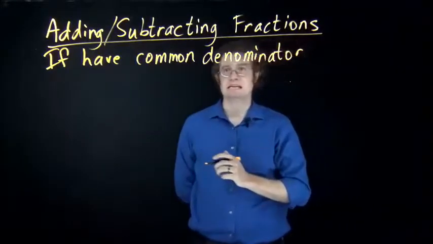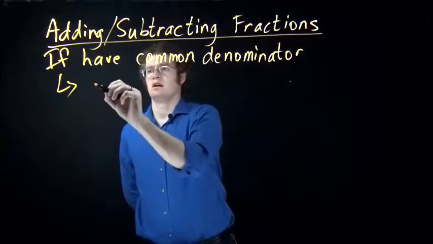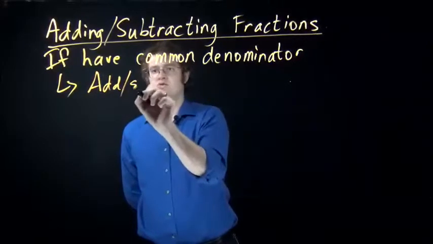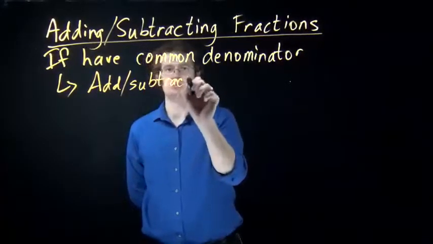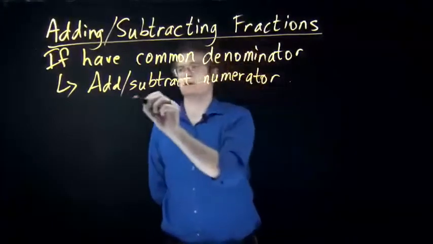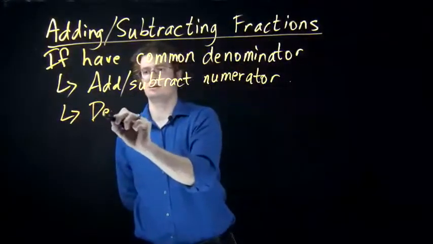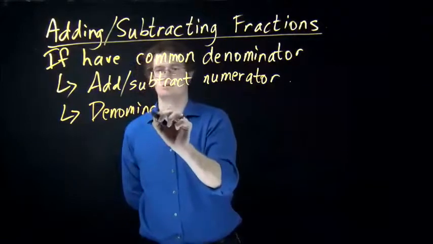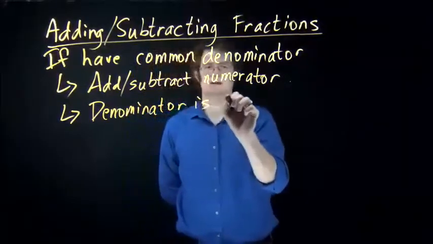Specifically, what I mean is that we can add or subtract the numerator, so the piece on top, while keeping the denominator the same. So the denominator stays the same.